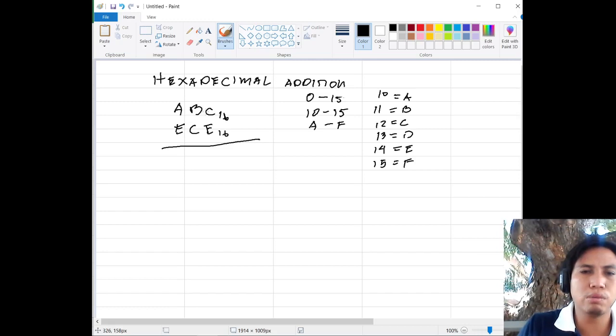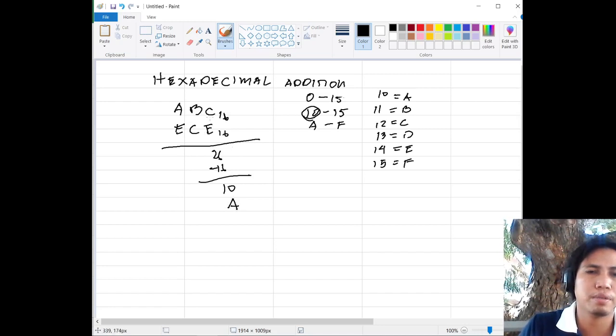Now C is actually 12 and E is actually 14. So that is actually 14 plus 12. So we have 26. Now among the digits, 26 is invalid. So what you need to do is to subtract 16. Now 26 minus 16 is actually 10. So it's in the range of the digits. But the representation of 10 is actually A.